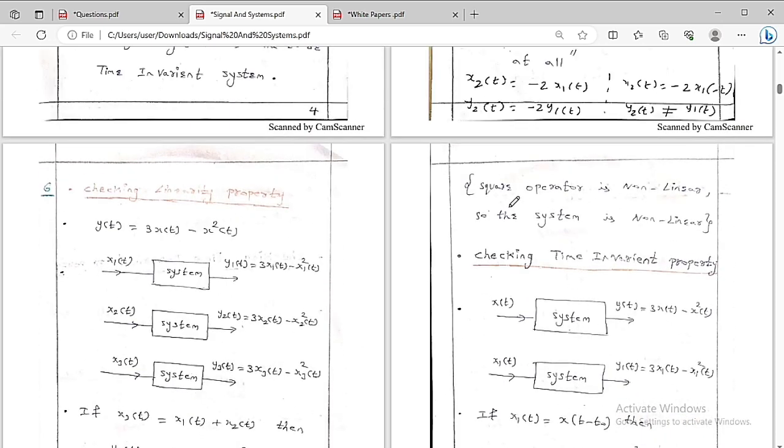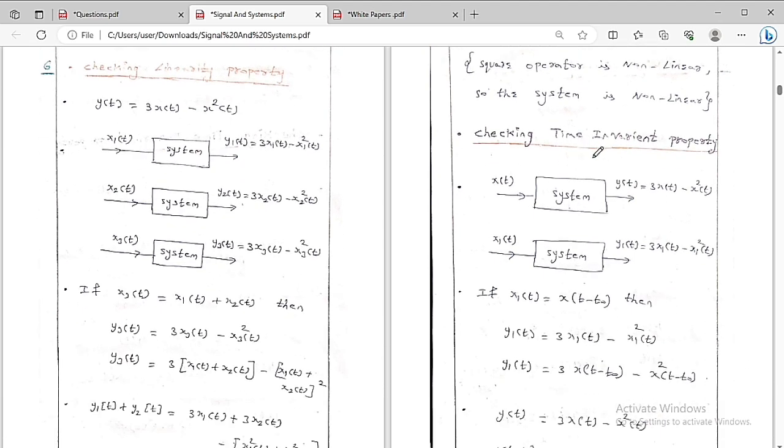Or you can say the square operator is non-linear, so the given system is also non-linear. It's a shortcut to remember. As the square operator is a non-linear operator, by default we can say the given system is non-linear. In examinations, we have to go for the shortcut method, not the long method. But in main examinations, like subject examinations, you have to follow this procedure. So we can say the given system is said to be a non-linear system.